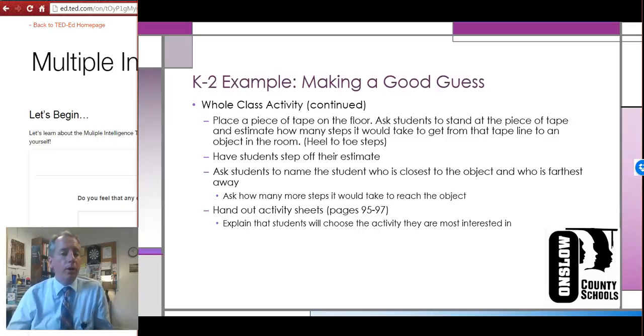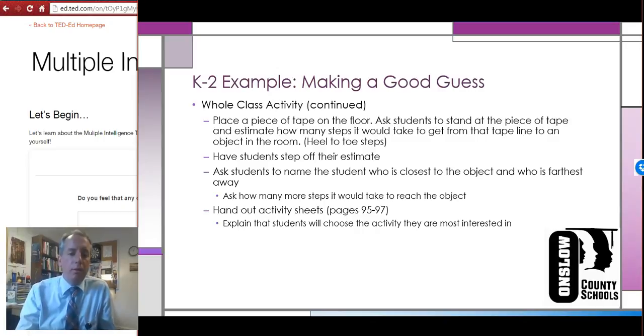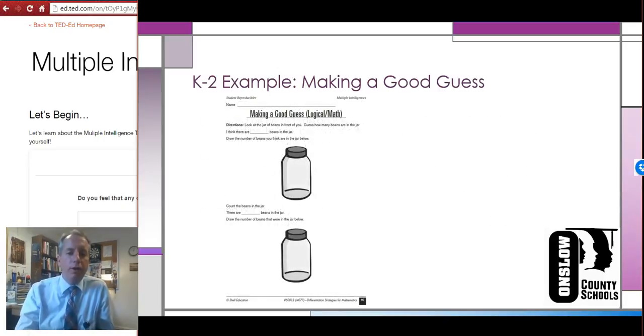And then we're going to break into our kids' choice part, right? So this is page 90, the PDF's 95 to 97 here. So let's take a look at what those look like. So we're looking at one with beans in a jar, right?